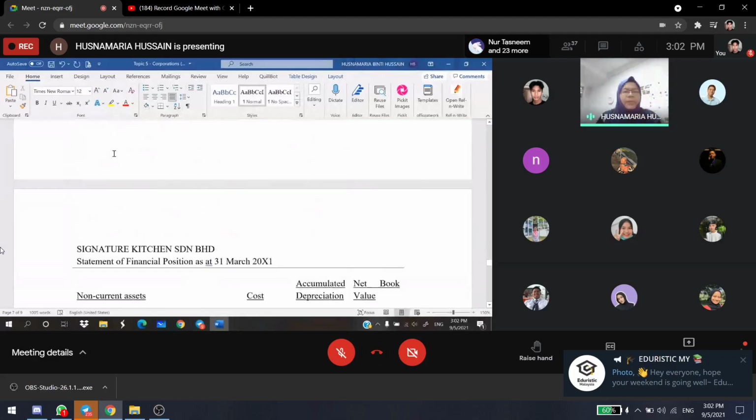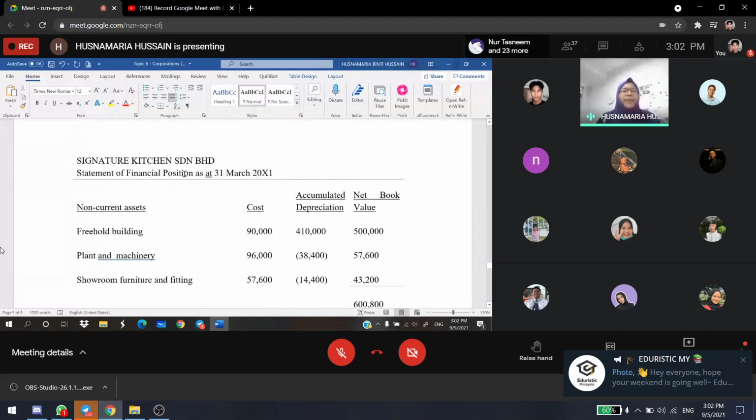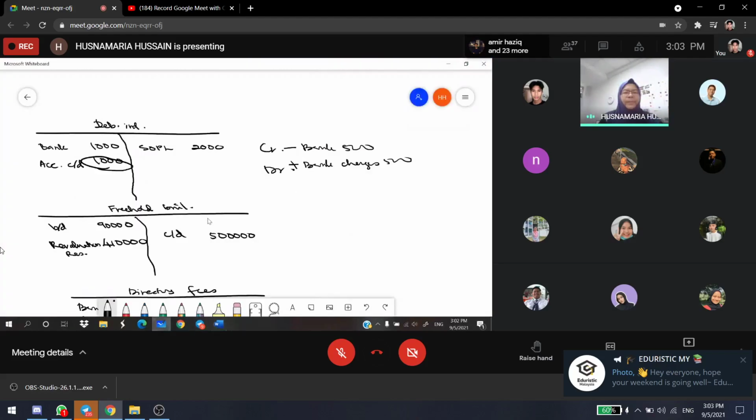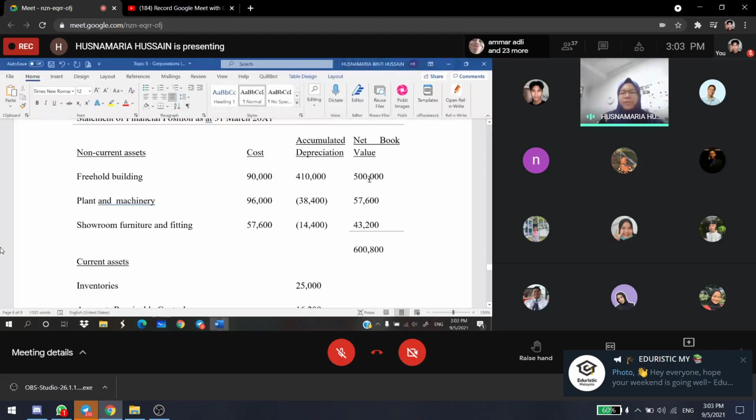Okay, alright, now we are going to look at the statement of financial position. The name of the business, statement of financial position, asset. We start with non-current asset as usual. Freehold building, previously just now 90,000 kan, and then we revalue. Dia bukan depreciation, dia revalue. So the amount will be increased lah. Macam ni kita buat, plus with this amount, then you get the new value. So it should be 500,000, bukan depreciation. So that's why we did not minus.